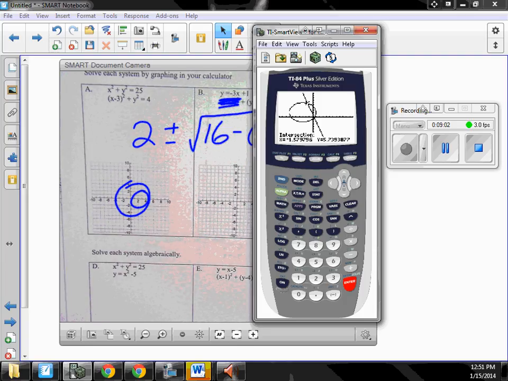Okay. And then same thing for the other half. And I get negative 3.9 and negative 0.139. You just do second calc, intersect again, and just pick 2 new lines. So up and down will jump between lines. Left and right will move along one of the lines. So you just have to be careful when you pick them that you pick the correct ones. Okay. Last one.